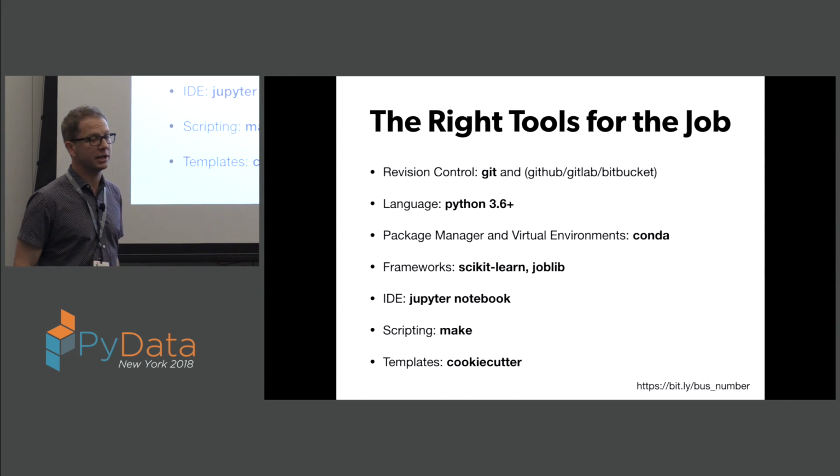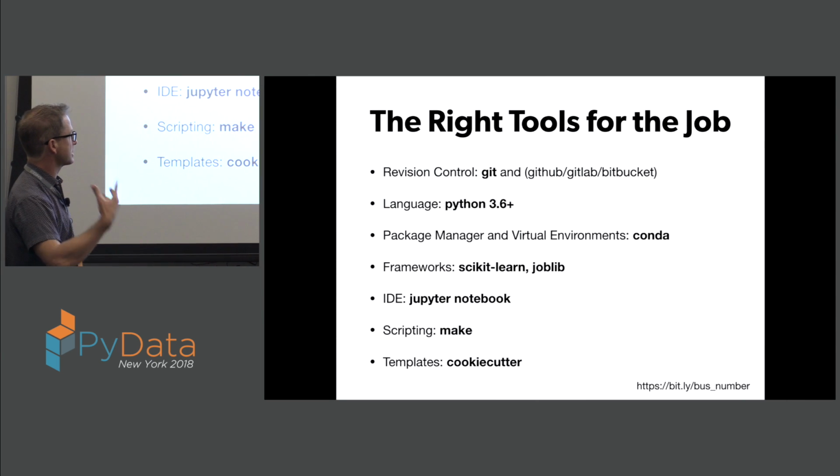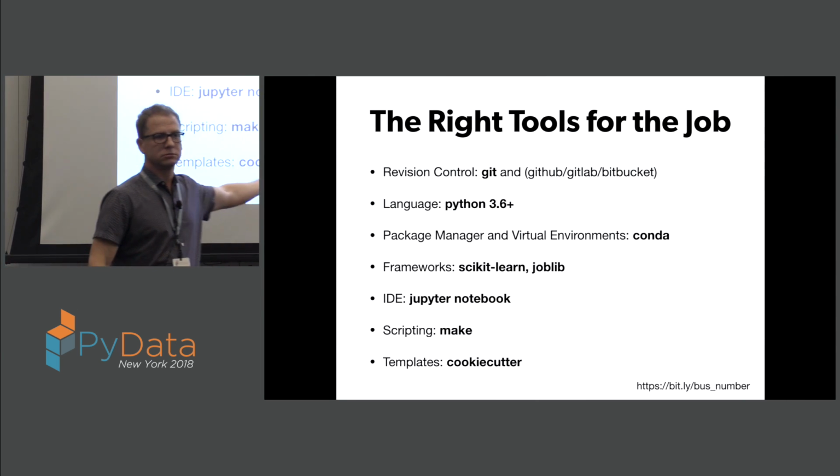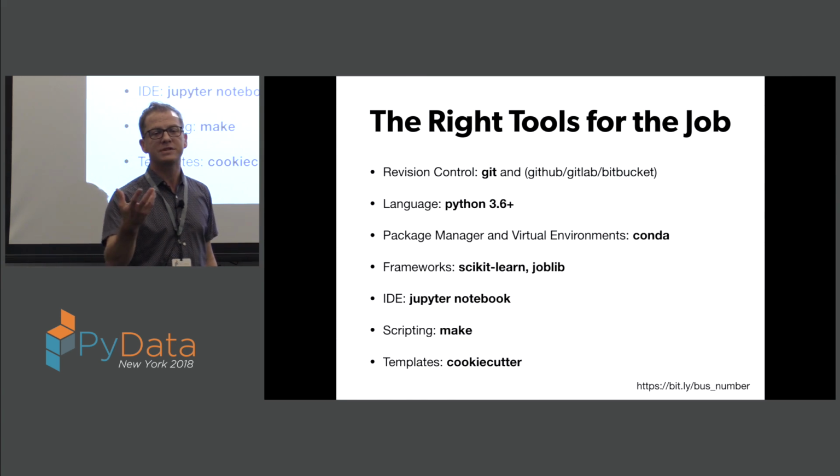Why? Because I'm going to argue that data science is a flow, a directed acyclic graph of procedures, and make is a tool for doing that. And finally, we started out with a cookie cutter. Why? What's a cookie cutter? It's a way of templating a project.